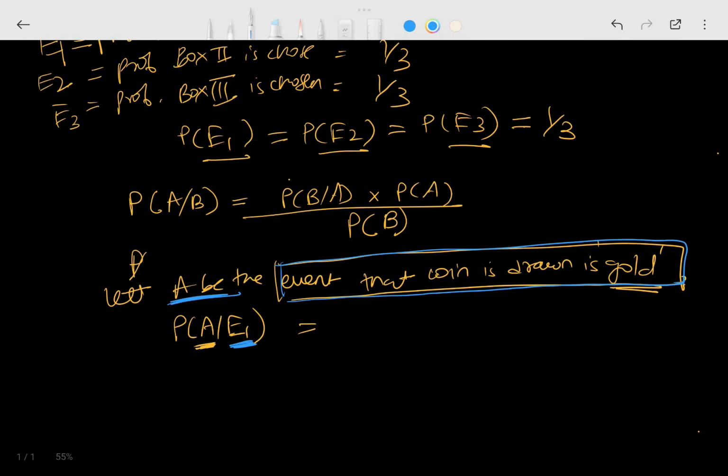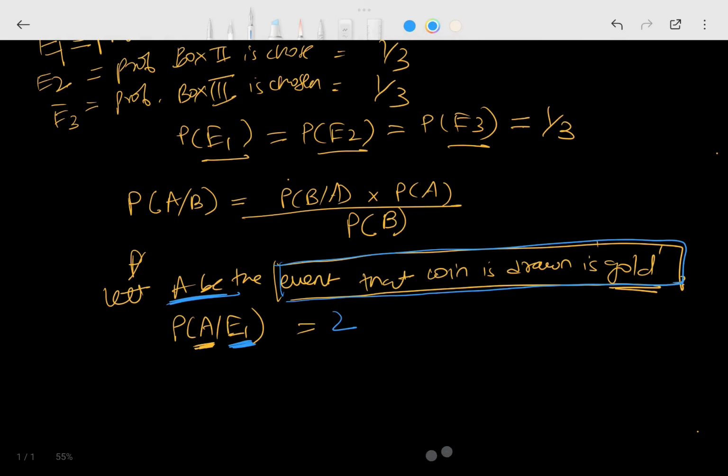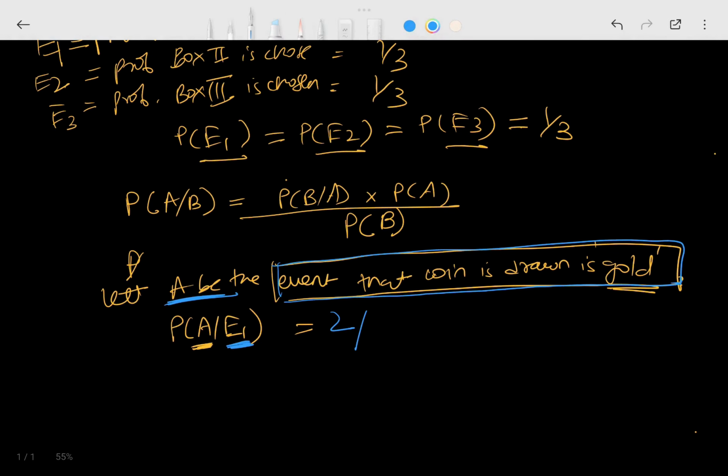This is nothing but how many gold coins are there in box 1? 2, right? 2 divided by the total number of possibilities of picking gold coins from drawer 1? Again 2, right? Because how many coins are there in box 1? 2. How many of them are gold? Both of them, right? So 2 by 2 is equal to 1. So the probability is 100% that if that coin has been picked from box 1, then there's a 100% probability that the second coin is also gold.